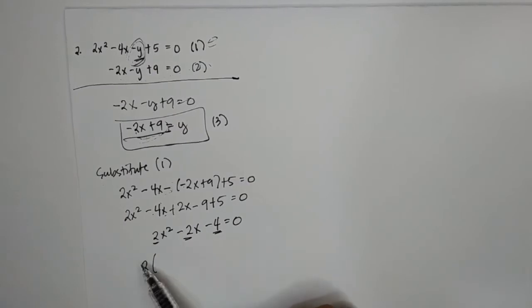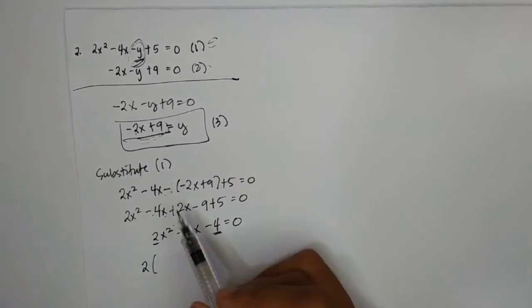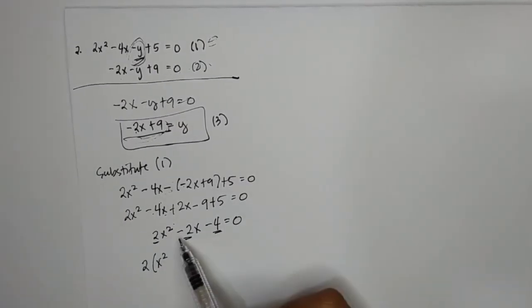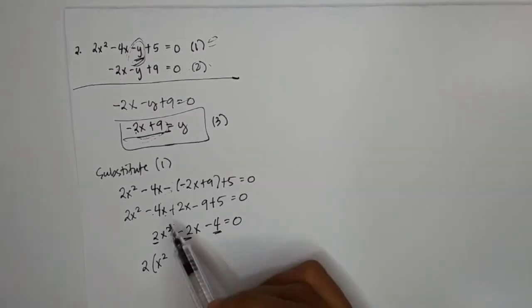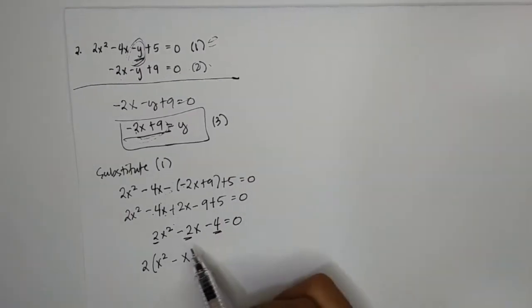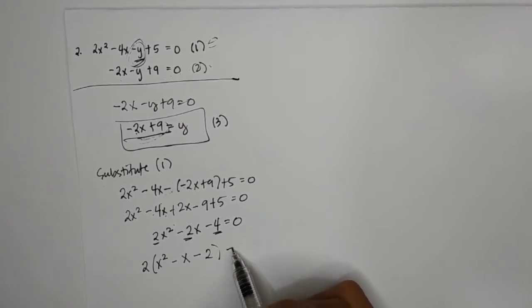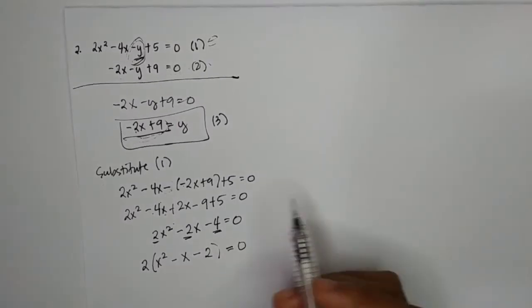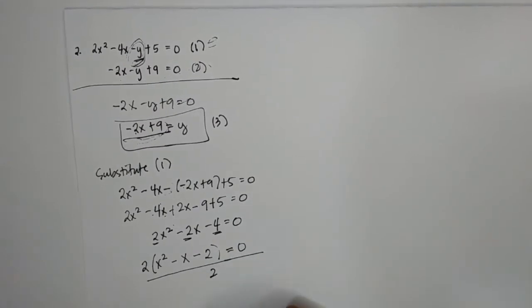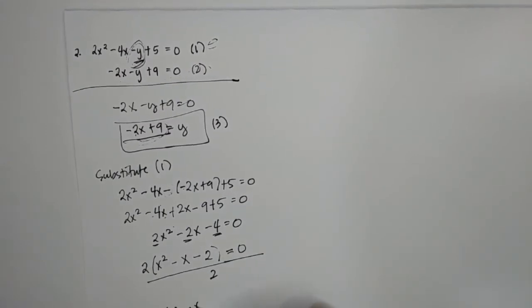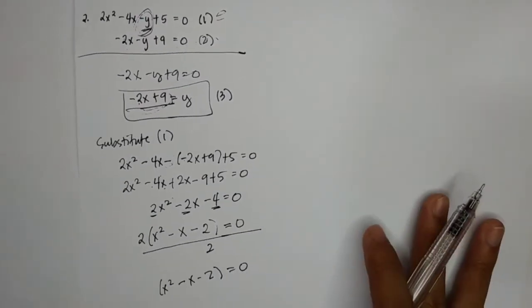So, we have 2x squared divided by 2. Ang matira na lang is x squared. 2x divided by 2, that is negative x. Then, negative 4 divided by 2, that is negative 2 is equal to 0. Okay, so we can divide both sides by 2. Ang matira na lang is x squared minus x minus 2 is equal to 0.